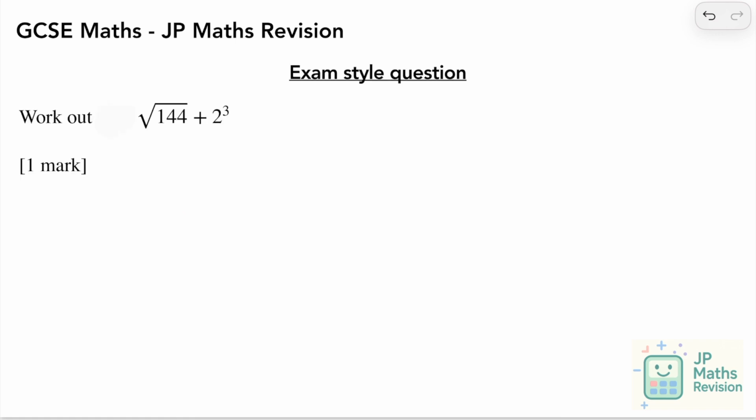So here's an exam style question. We need to work out the square root of 144 plus 2 cubed. I know that the square root of 144 must be 12 because 12 times 12 is 144. And 2 cubed is going to be 8 because 2 times 2 times 2 is 8. 12 plus 8 is 20. So that is the answer to this question.